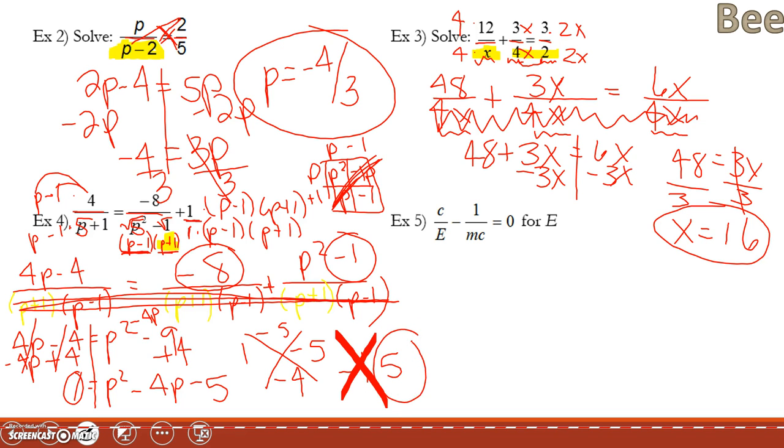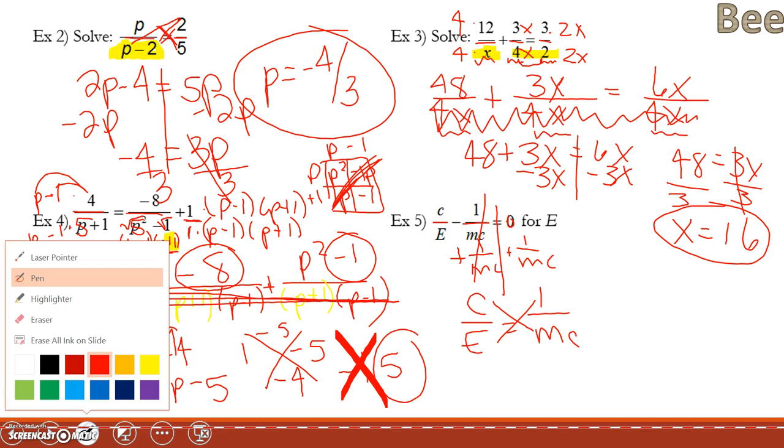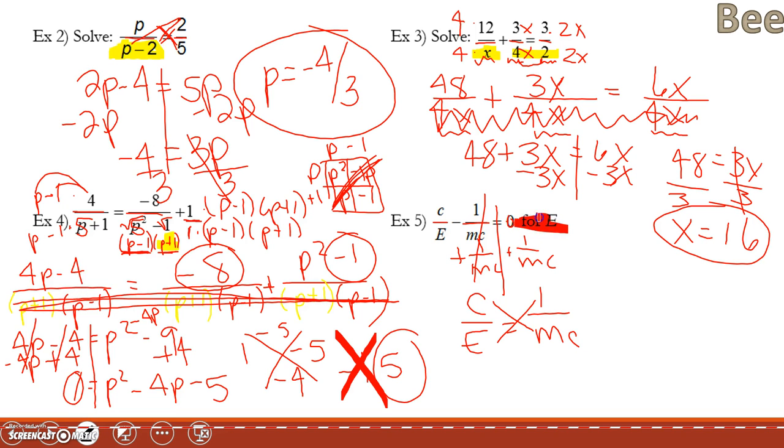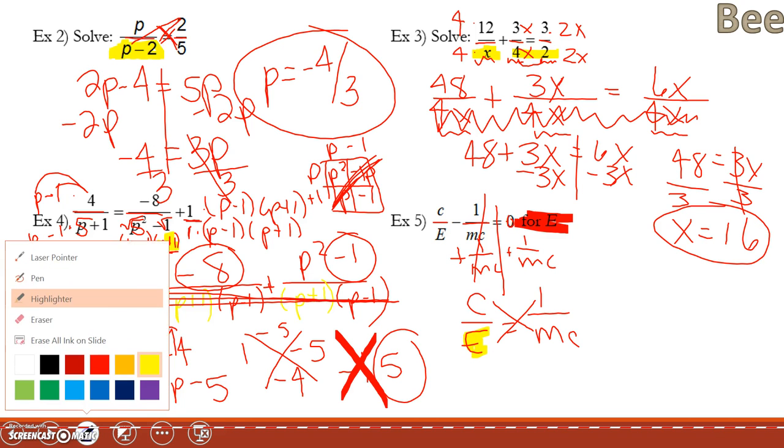For the last one, I've got 2 fractions and I have a 0. So it equals 0. You can cross multiply this, but what you have to do before you cross multiply is add over the 1 over MC. So that leaves me with C over E on the left-hand side, and 0 plus 1 over MC is 1 over MC. So now I only have 2 fractions, one on either side, so I can go ahead and cross multiply. And when it says right here, it says solve this for E. So that means I am trying to get the E alone. That is my goal. So I cross multiply.